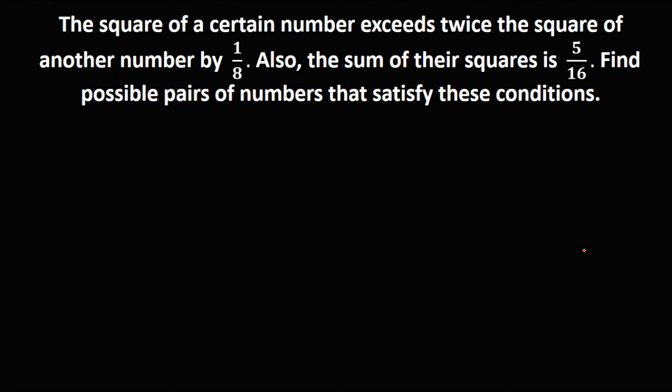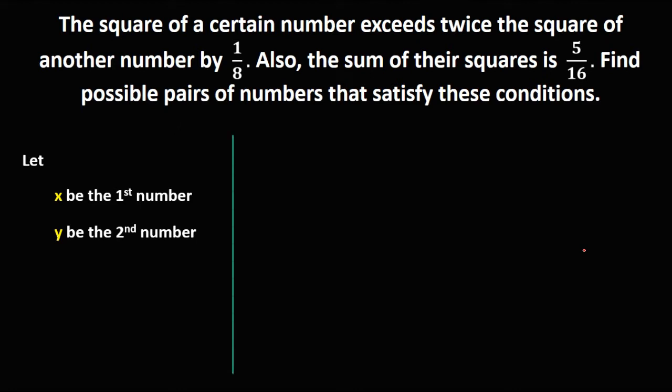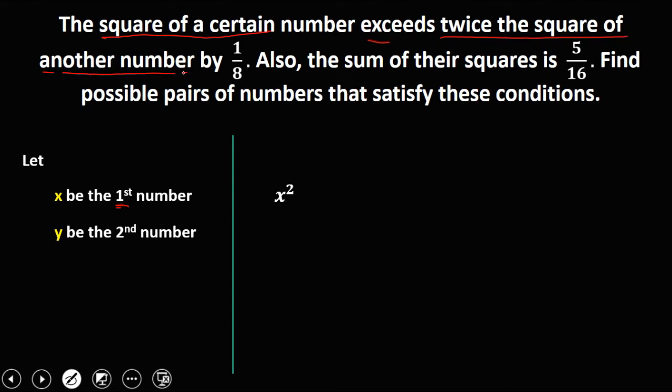Now, first we need to assign a variable for every number. So we let x be the first number and y the second number. Then from the problem, we have the statement that the square of a certain number, so we let that number be our first number, and that's x squared, then exceeds twice the square of the other number. So that's twice the square of the other number, that's 2y squared. Then this exceeds by 1/8. So plus 1/8.